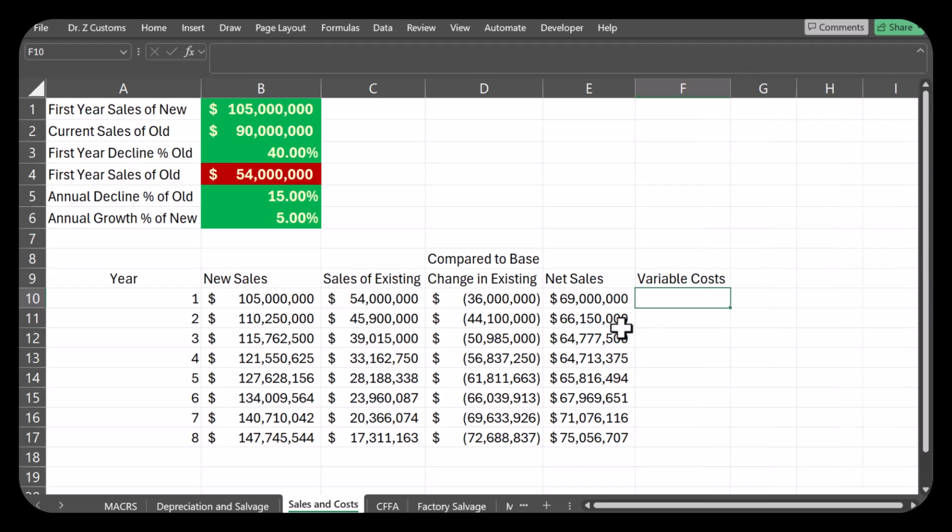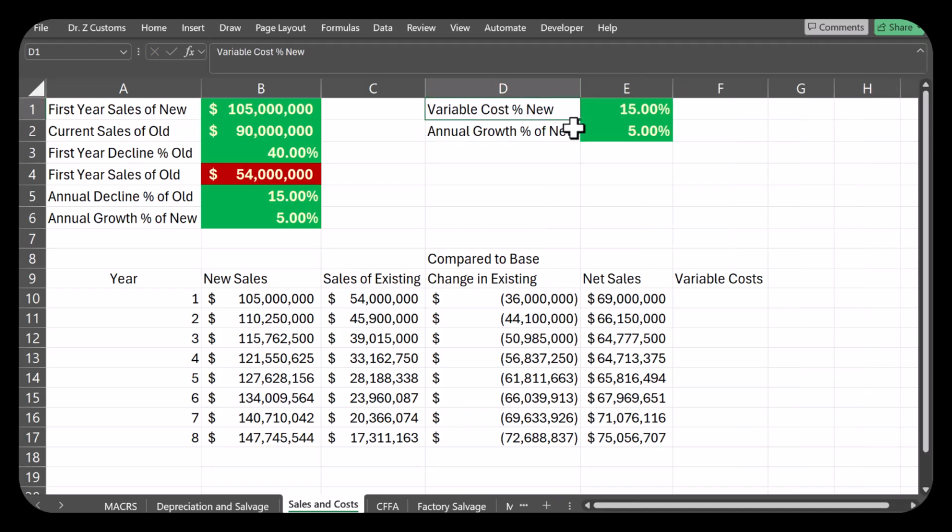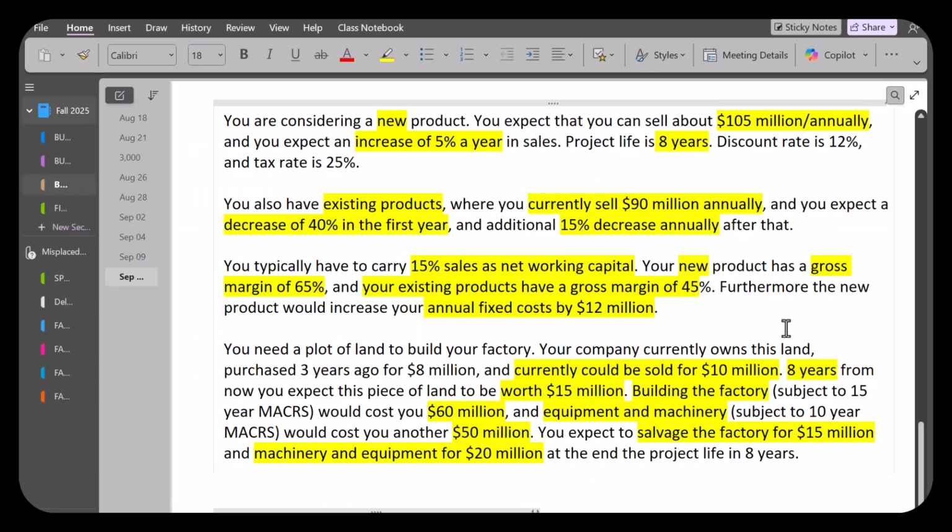And let's enter these as inputs. Variable cost percentage, new. Let's remember what those are. For the new, my gross margin is 35. That means variable cost percentage is 35. No, gross margin is 65.